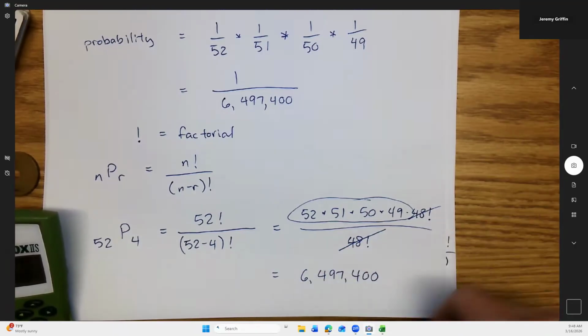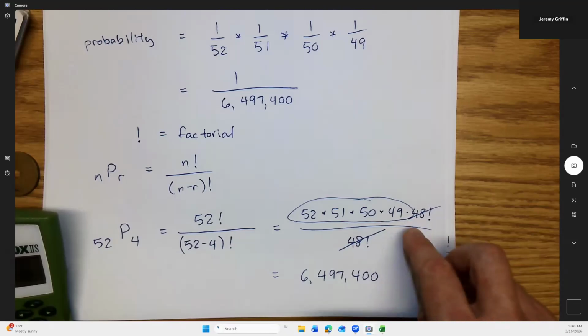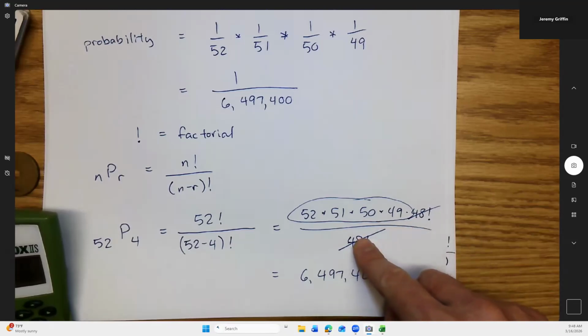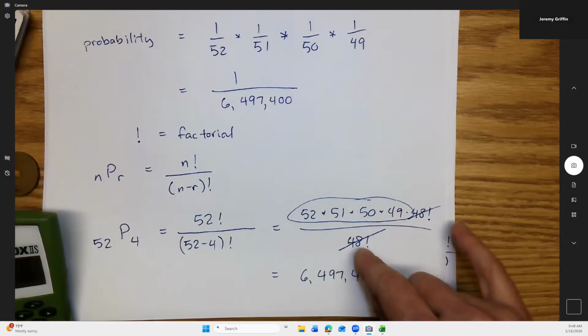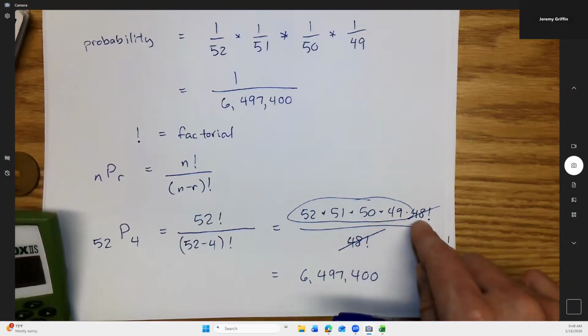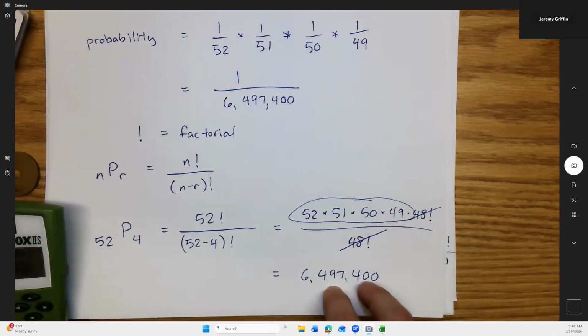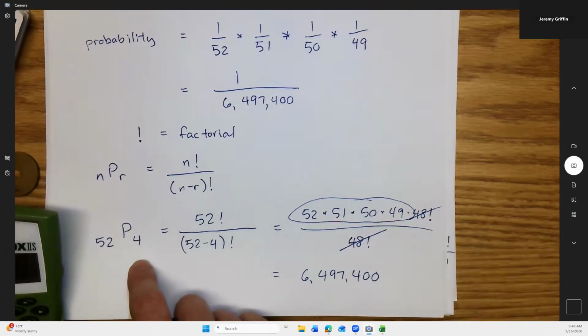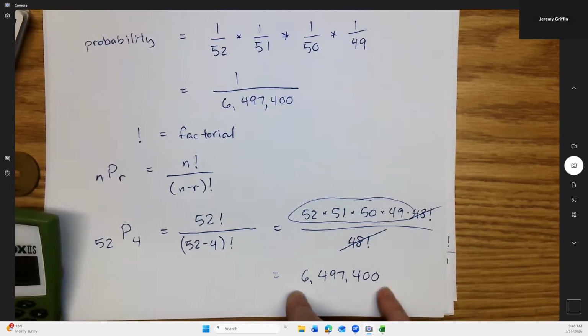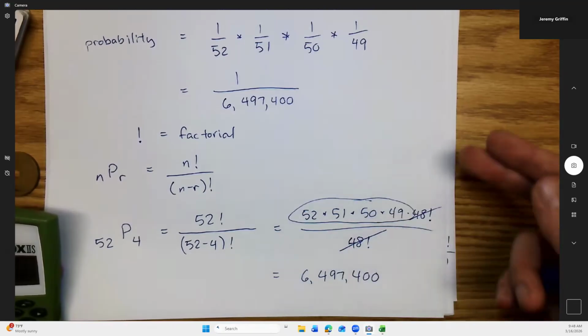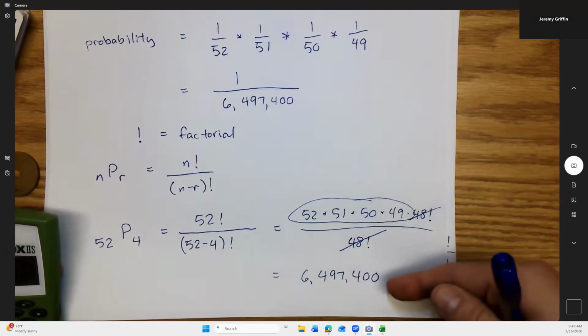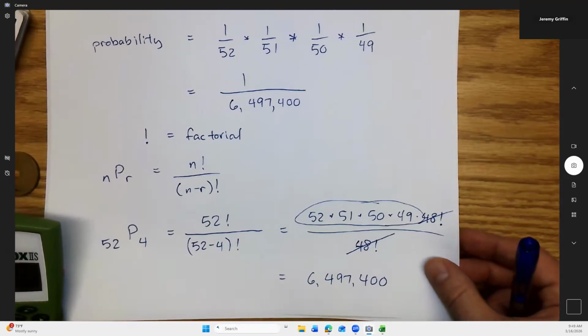So if the bottom factorial was like 45, you would keep going. If this was 45 factorial, then it would only cancel out with the 45 factorial up here, and you'd still have the 48, the 47, the 46. So what this means is that if you draw 4 random cards in a particular order, there's about 6.5 million different ways for that to happen. So the chance of any one particular outcome, like 4 aces in a specific order, would be one out of that. You guys see that?